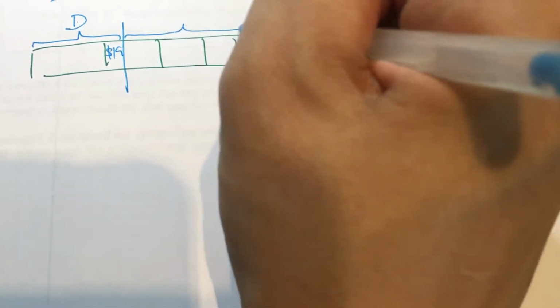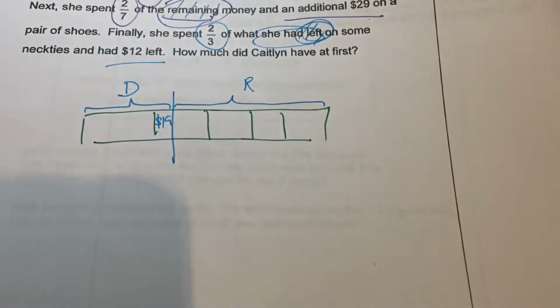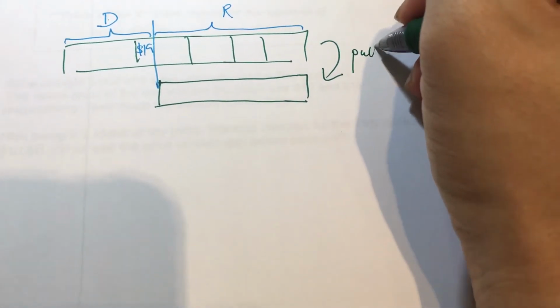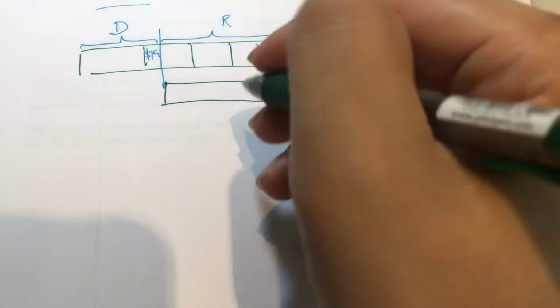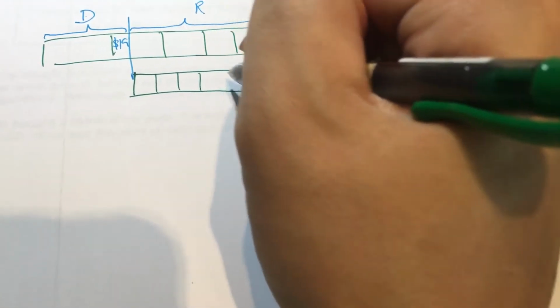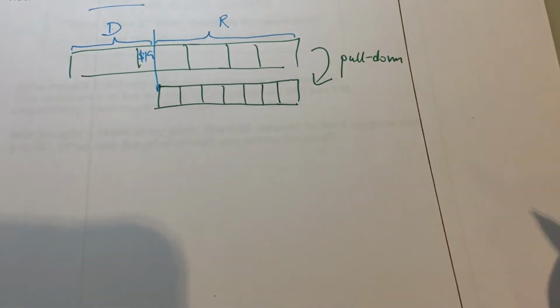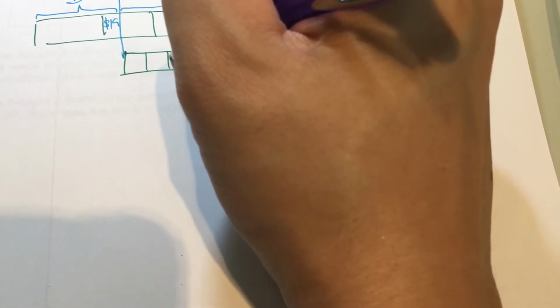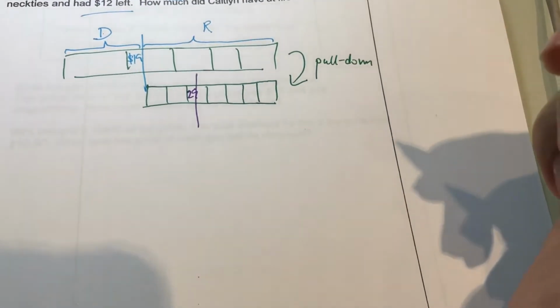Then this will be the remainder. Now next, she spends 2/7 of the remaining. Again, pull down. It will be 1, 2, 3, 4, 5, 6, 7, and then 2/7 plus $29 on a pair of shoes.